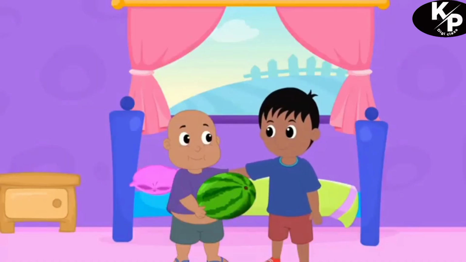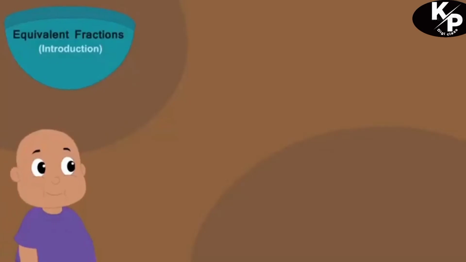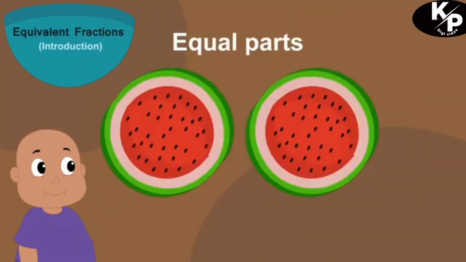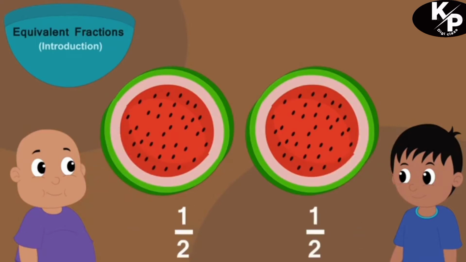Now Raju told Bablu that he should divide the watermelon in two halves. Bablu cut the watermelon in two equal parts and gave one part to Raju. There are two equal parts of watermelon here, and both Raju and Bablu have taken a part of it. So we can say that both Raju and Bablu got 1/2 or half of the watermelon.